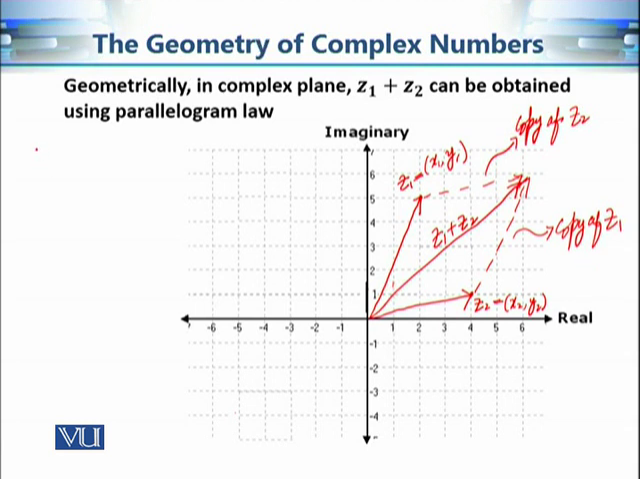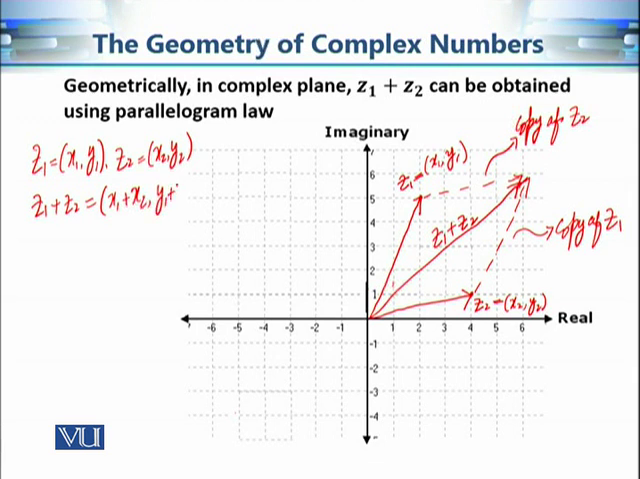Now we also know that if z1 is (x1, y1) and z2 is (x2, y2), then z1 plus z2 as complex numbers has the following answer: (x1 plus x2, y1 plus y2). Now is this diagonal, which is the addition of the associated vectors corresponding to z1 and z2, the same as this addition of complex numbers z1 plus z2? For this, let's consider what are the coordinates of this point.